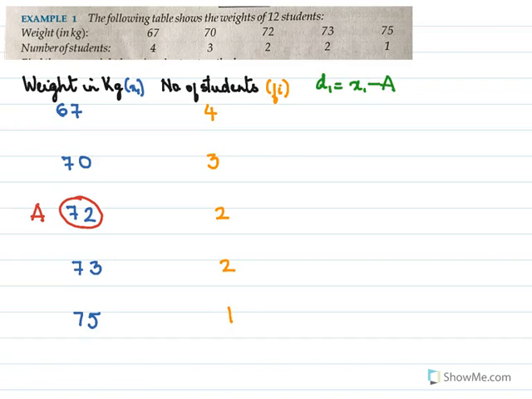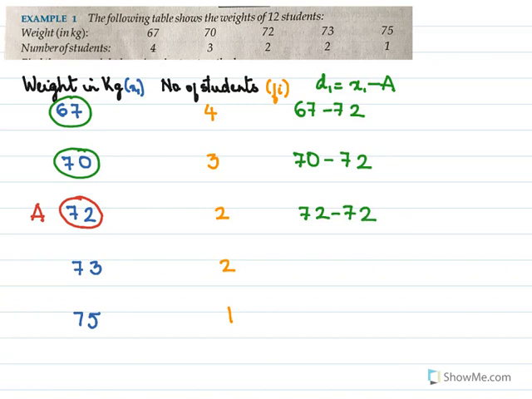Like in the first case, we have 67. So you write here 67 minus A, which is 72. Next you have 70. So you do 70, that is xi, minus 72. Then the next you have 72, 72 minus 72. Then the fourth you have 73, so 73 minus 72. And last you have 75, you do 75 minus 72. So each of the readings you subtract by 72.